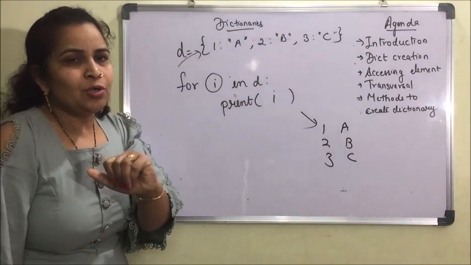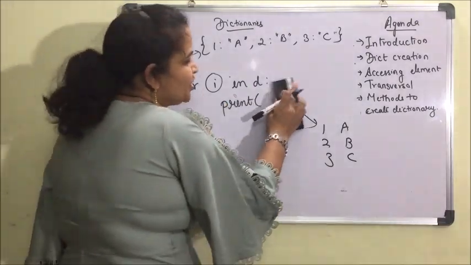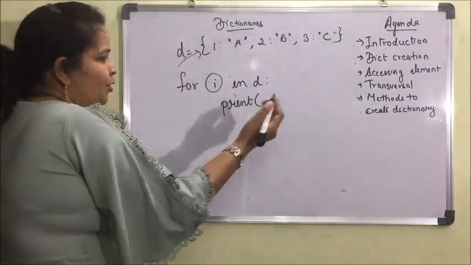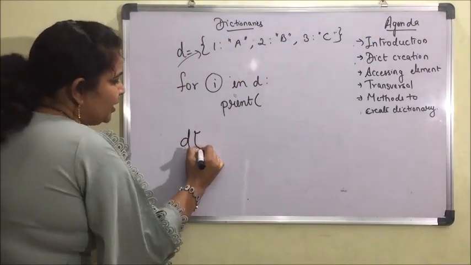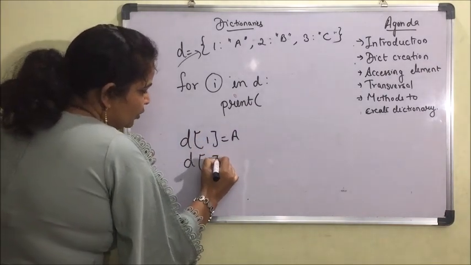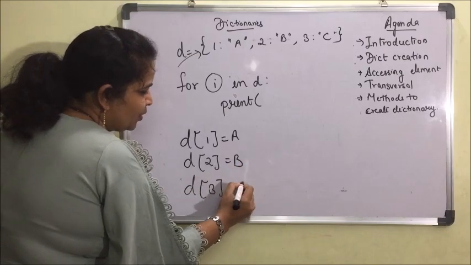But what if we want to print both key and value? In that case, we have to make some changes in the print command. Suppose I want to print it like D1 is equal to A, D2 is equal to B, D3 is equal to C.